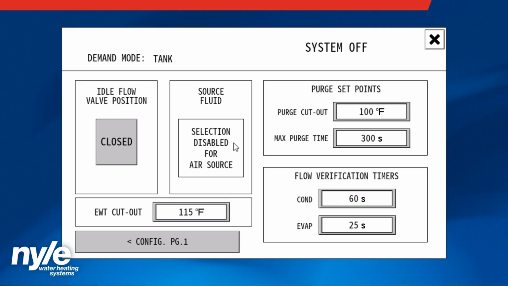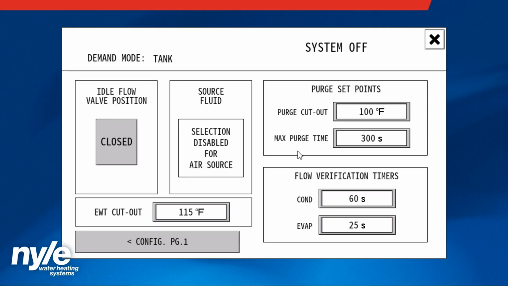We have some purge set points here. That's for the condenser pump. After the unit stops, we have a purge max time and a purge cutout. The pump will run after the unit shuts down until it reaches this leaving water temperature or max purge time, whichever happens first. Then it will shut the pump down.